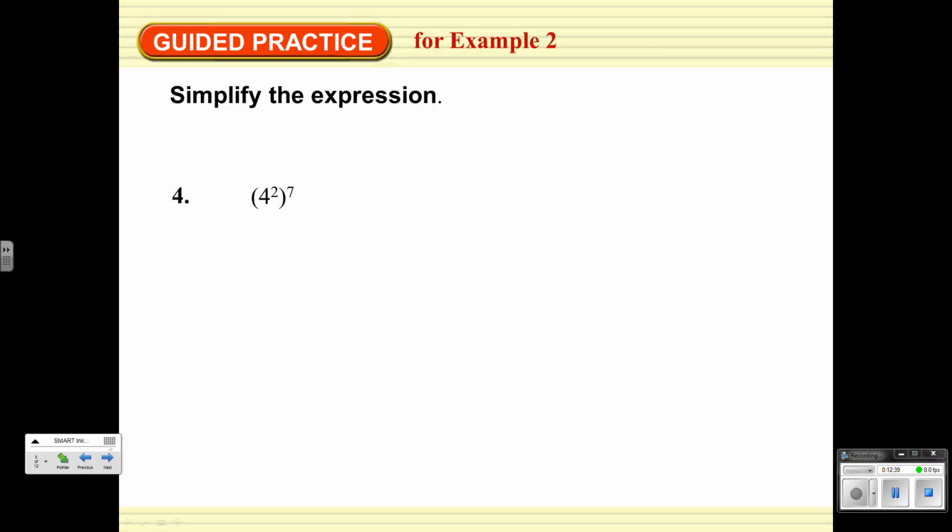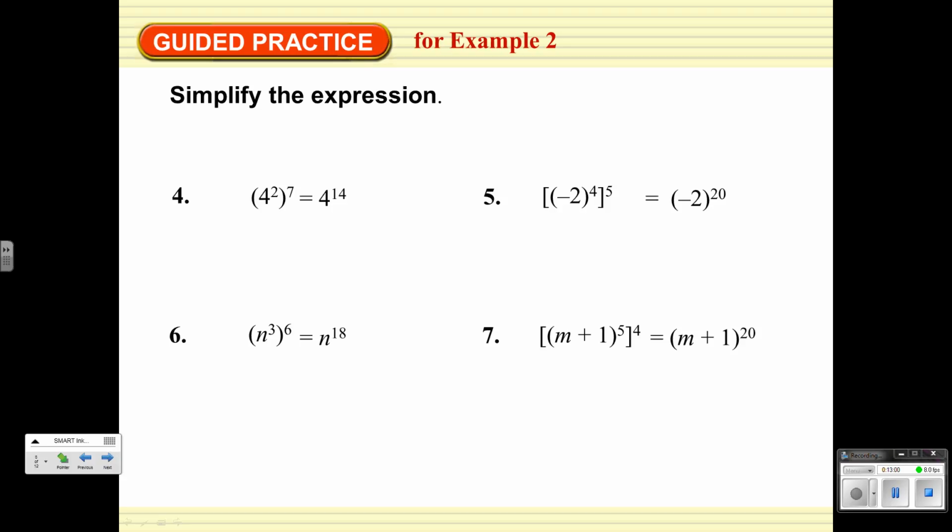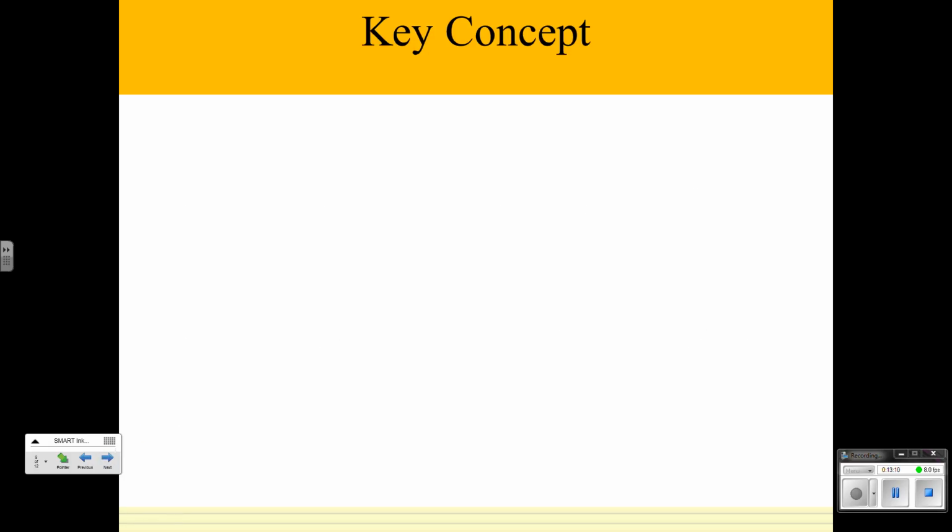As you come across this problem, pause the video, solve it, check it. Pause the video, solve it, check it. Okay, so if you have any questions over any of these 4 examples, please write them down and bring them to class. Okay, the last key concept.